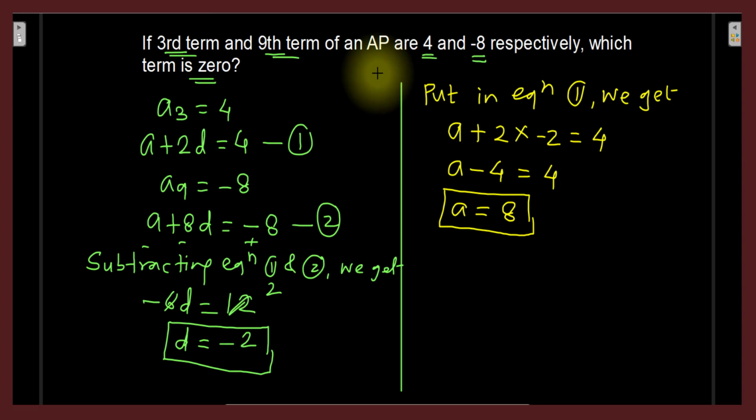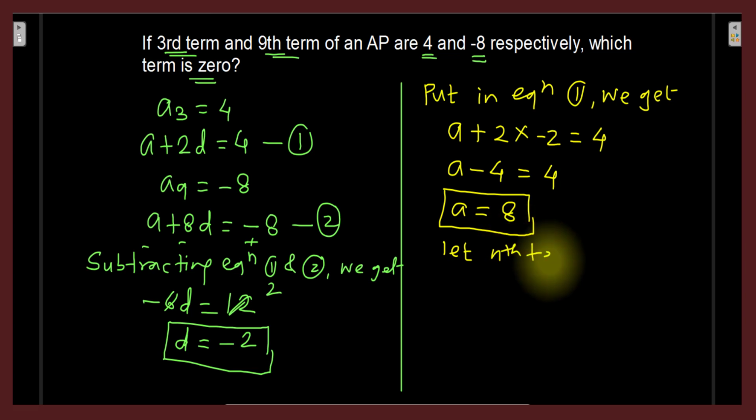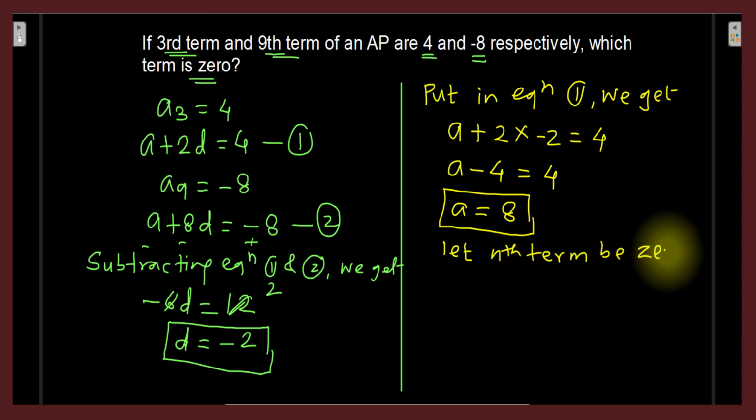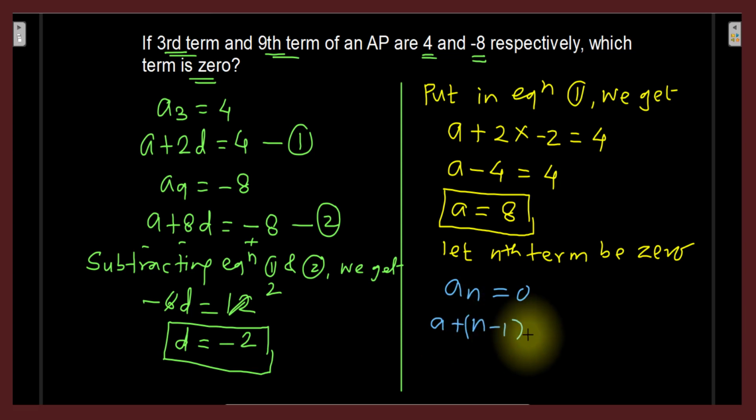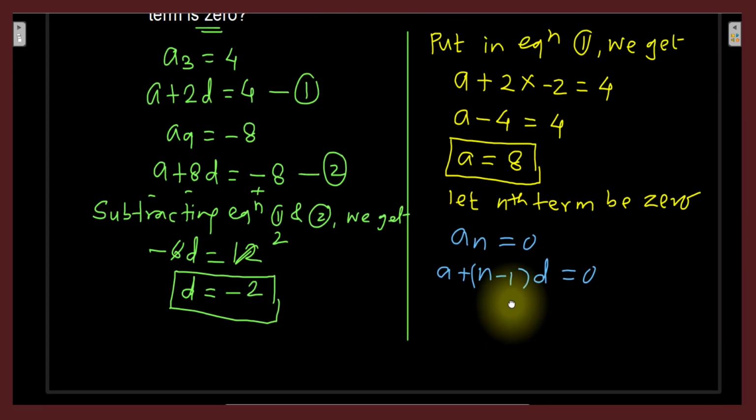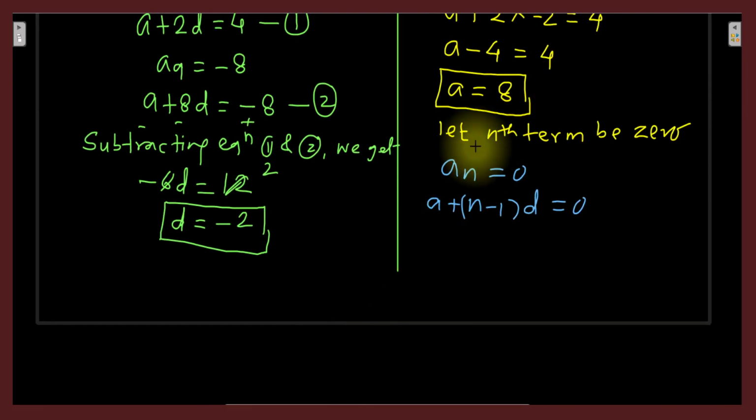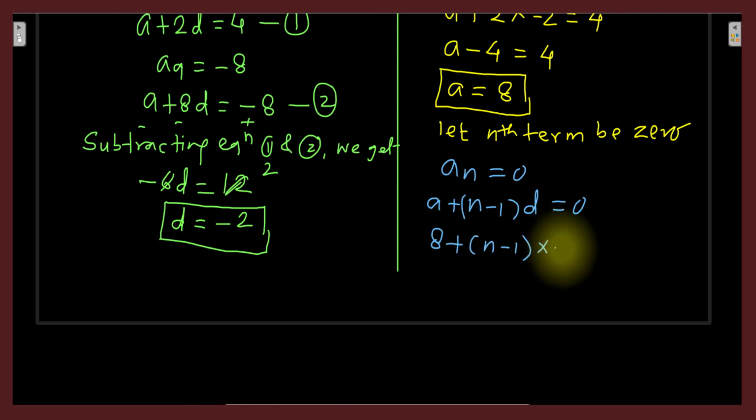Now you have to find which term is 0. Let the nth term be 0. Therefore, we can say that an is equal to 0. But an is what? A plus n minus 1 into D, which is equal to 0. Now here we will put the values of A and D. So A is 8 and D is minus 2. So 8 plus n minus 1 into D, which is minus 2, is equal to 0.